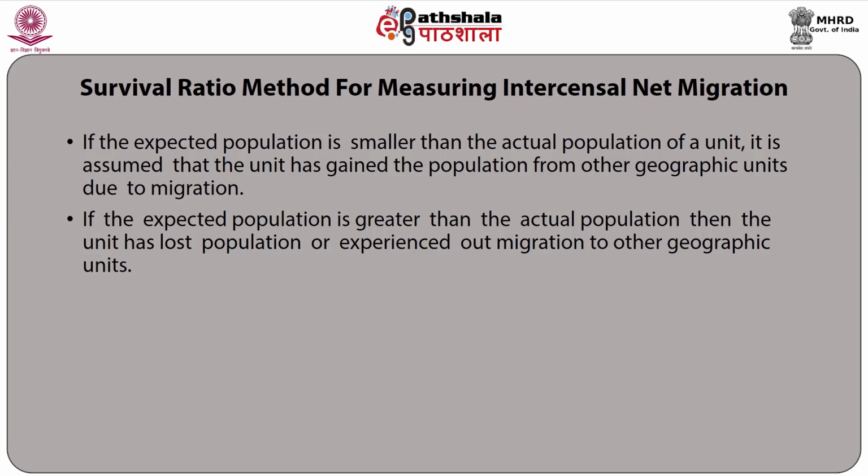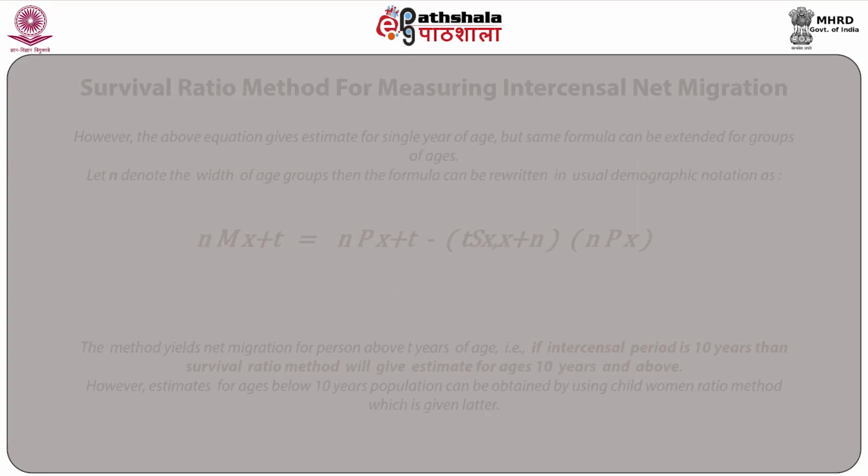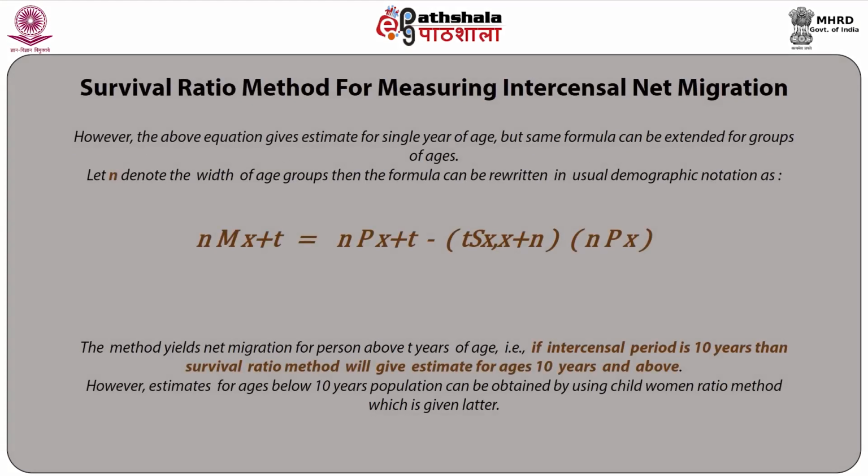Let Px and Px plus T represent the population cohort of a unit aged X at the first census and the same cohort aged X plus T in the census T years later. If TSX is the survival ratio, the estimate of net migration is given by the formula Mx is equal to Px plus T minus TSX into Px. However, the above equation gives an estimate for a single year of age, but the same formula can be extended for groups of ages.